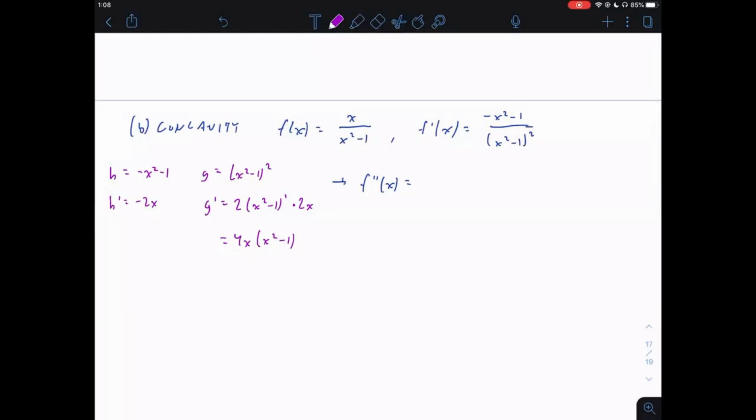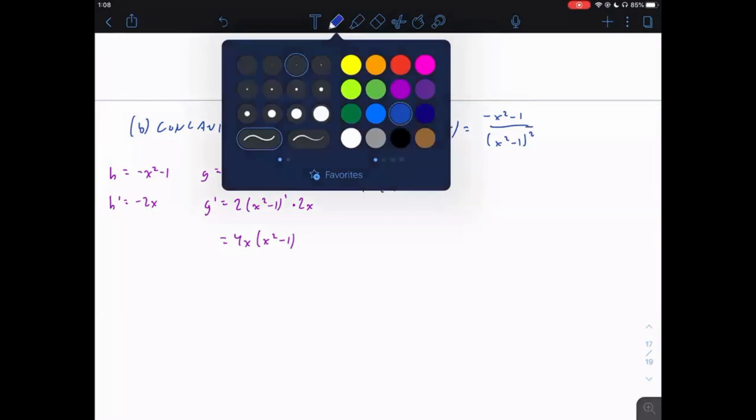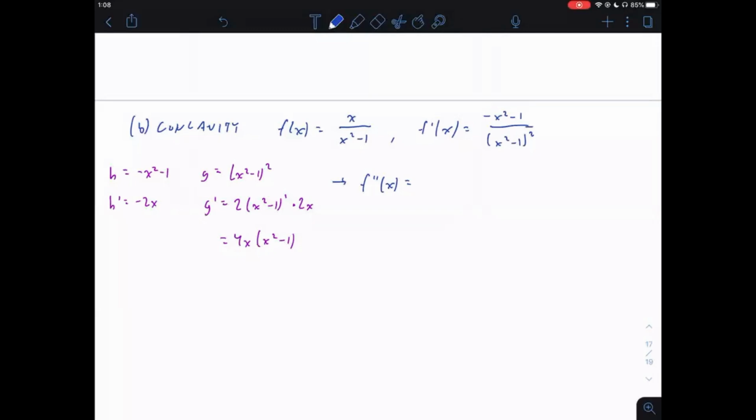Let's leave it as it is for now. That should be fine. Yeah, let's leave it as it is. All right. So now, set up the quotient rule.